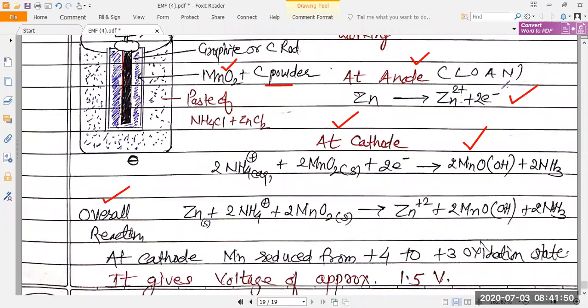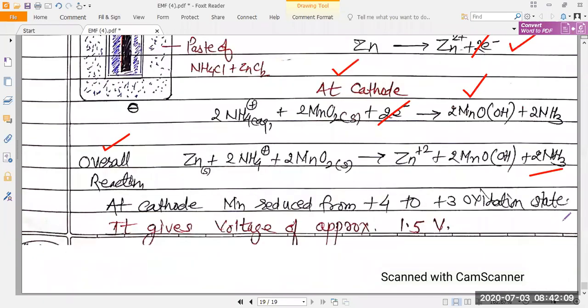Overall cell reaction means these 2 electrons and these 2 electrons cancel out, and the remaining portion we write here: zinc in solid form, NH4+, and MnO2 gives Zn2+, MnOOH, and ammonia NH3. So at the cathode, the manganese is reduced from +4 oxidation state to +3 oxidation state.